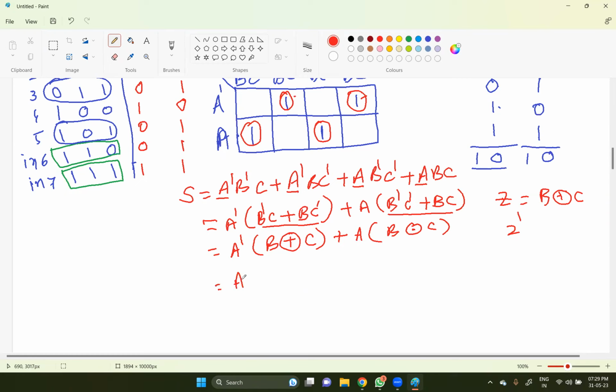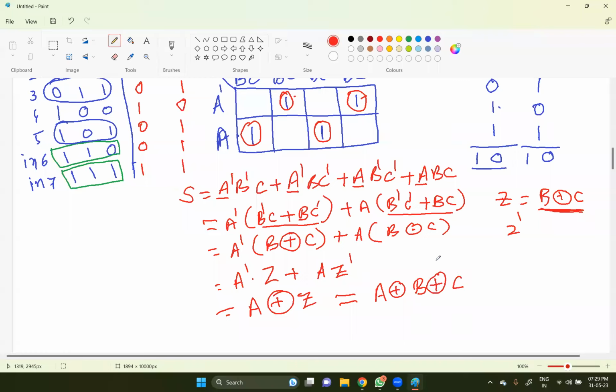So therefore, A complement Z plus A Z complement. Now I'd like to say A exclusive OR of Z here. Substitute the value of Z here. What is the value of Z? That is B exclusive OR C. So therefore, A exclusive OR B exclusive OR C. So this is the expression for sum. I hope that you do understand.